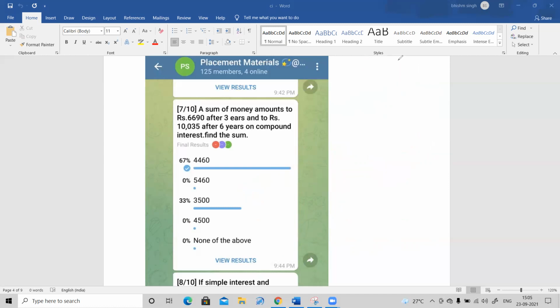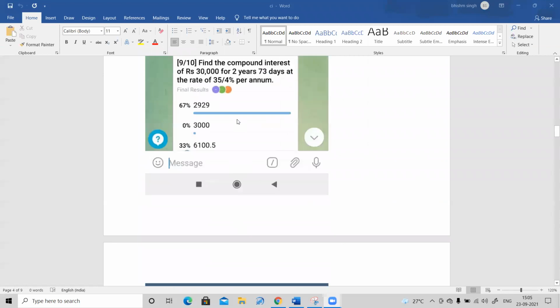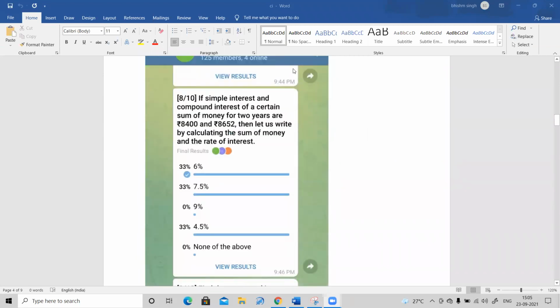Okay, so now we have done question number 7. Now we will try question number 8 here. See everyone, question number 8, all of you. If a simple interest and compound interest of a certain sum of money for 2 years are 8400, this is the SI, and CI is how much here? 8652. So let us write calculating the sum of money and the rate of interest. Okay, means how much starting money you have, principal how much in the starting you have, and a rate also they're asking.